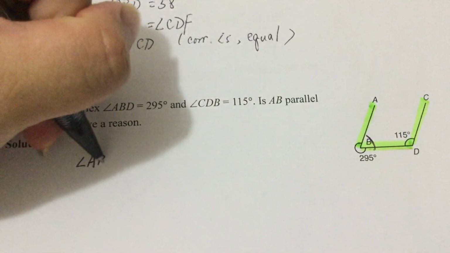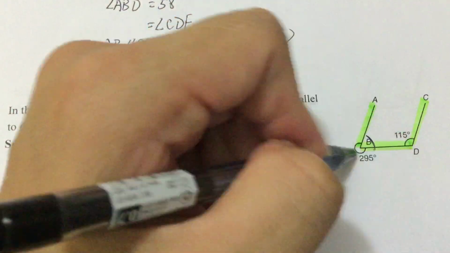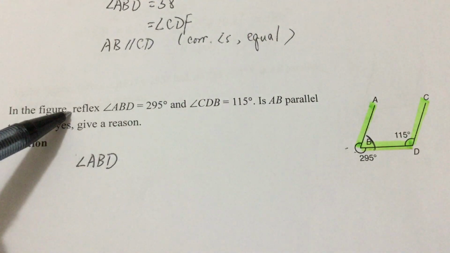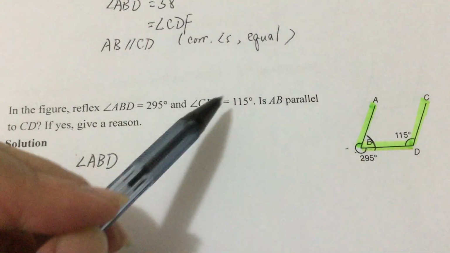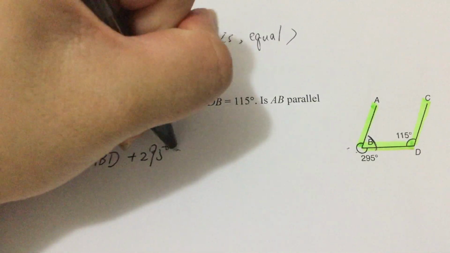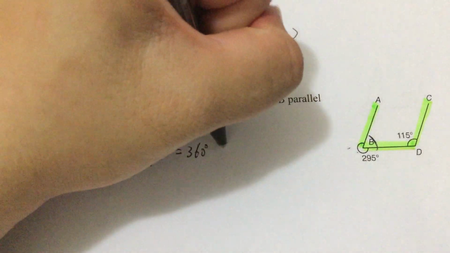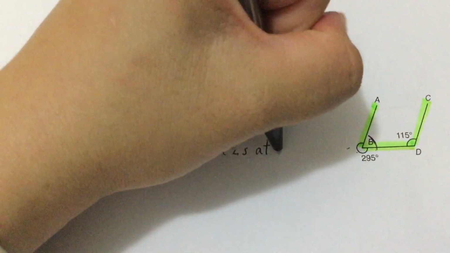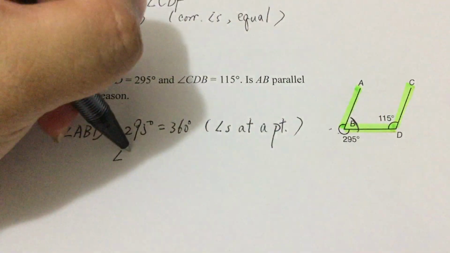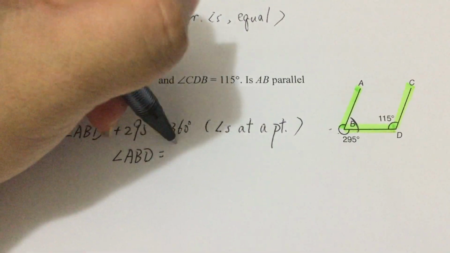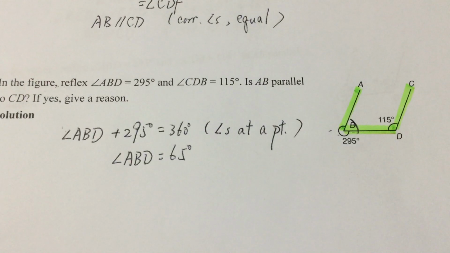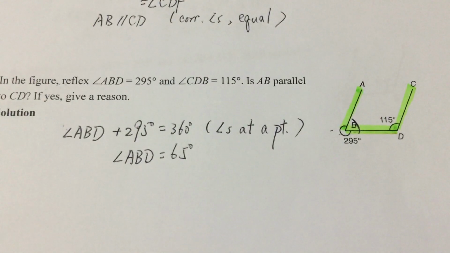Angle ABD, this one means the one less than 180 degrees. The reflex angle, the bigger one, plus 295 degrees will equal 360 degrees. The reason is angles at a point. Then we know that angle ABD will equal 65 degrees. Okay, 65 degrees.